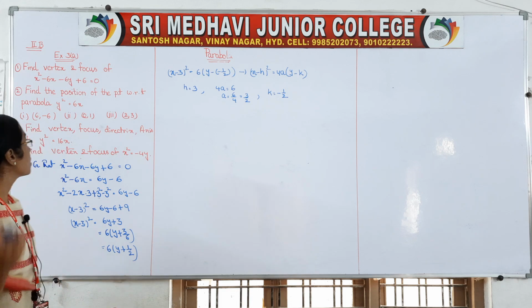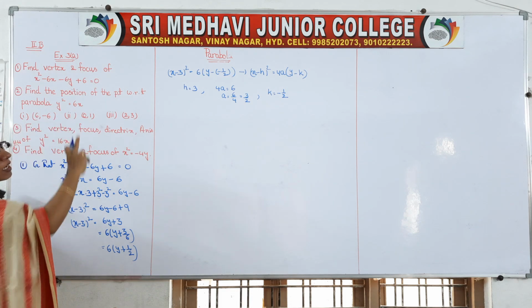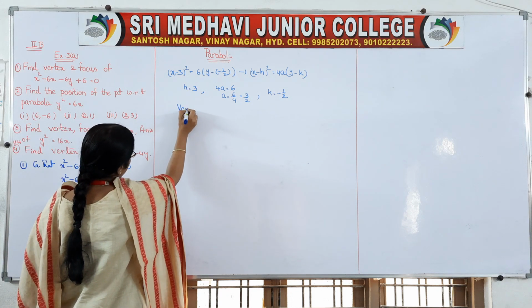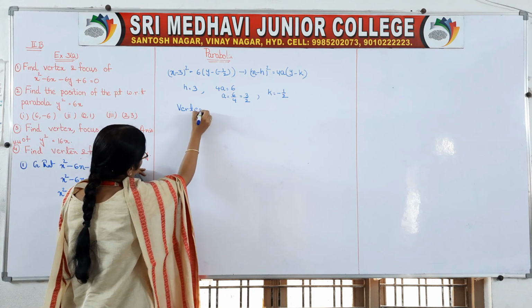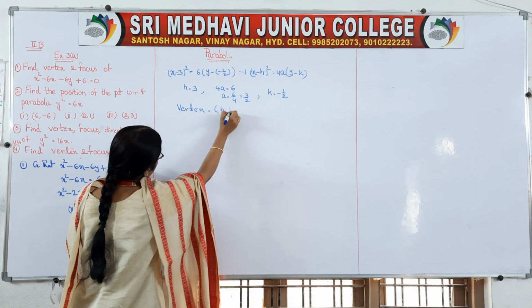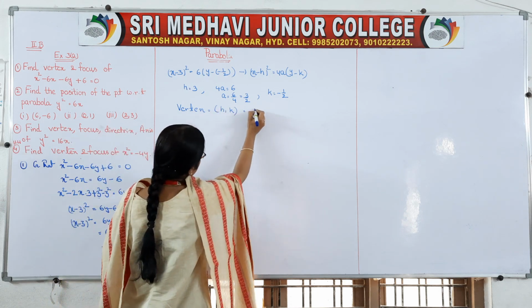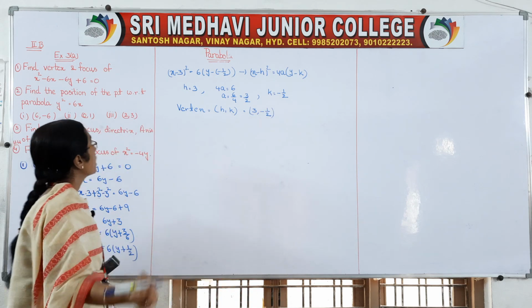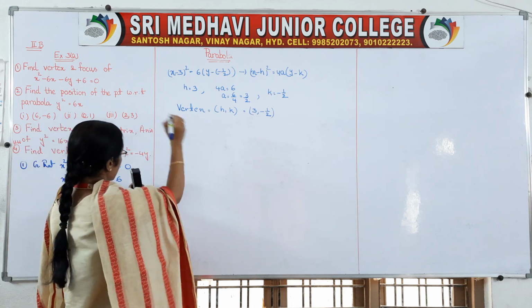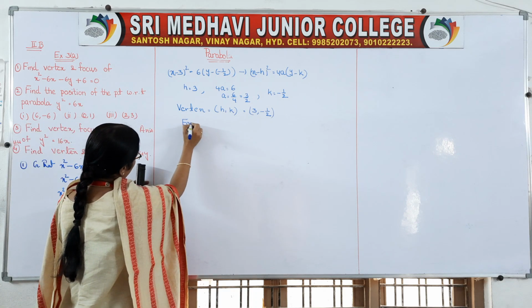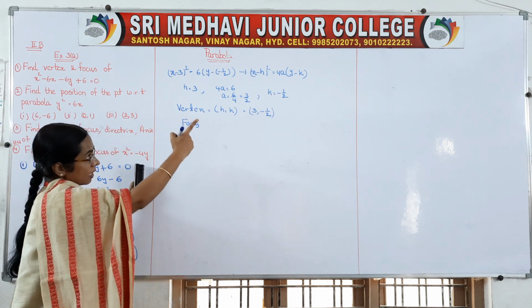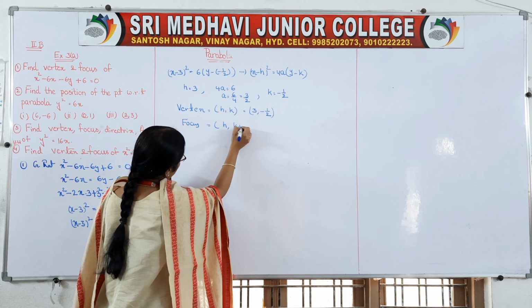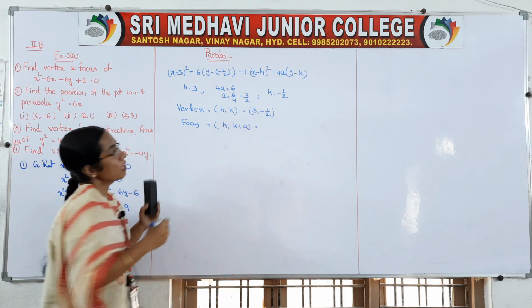The question asked is to find the vertex and focus, right? So you know the vertex formula: vertex is equal to h comma k, so is equal to 3 comma minus 1 by 2. Okay, next you take your focus. So what is your focus? For this equation, our focus formula is h comma k plus a.